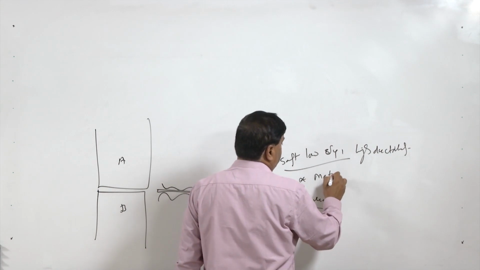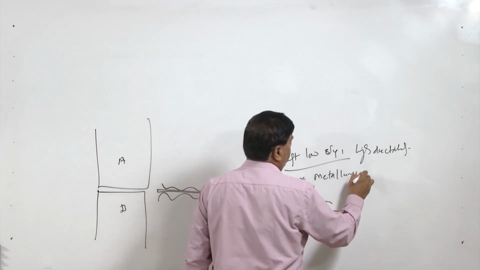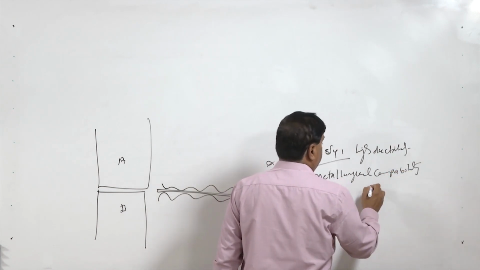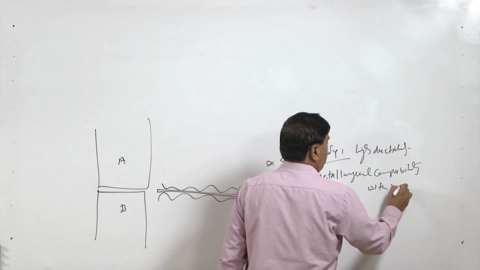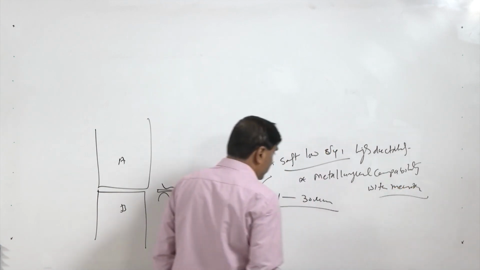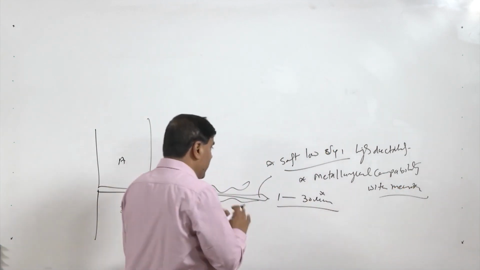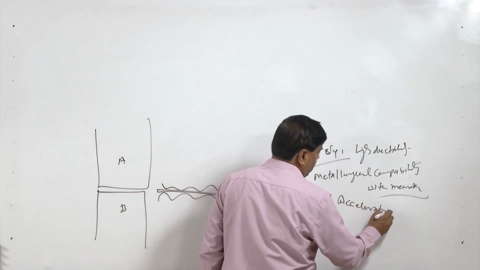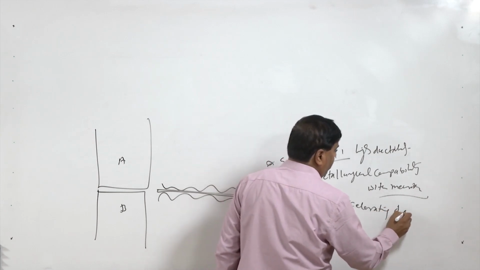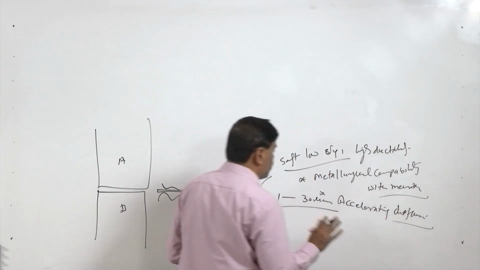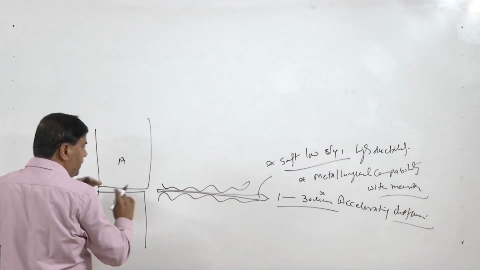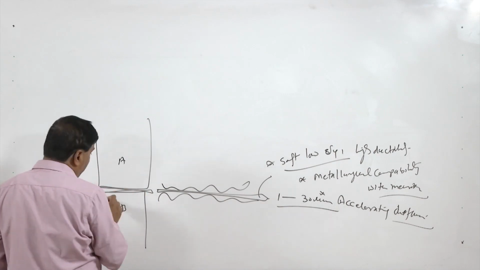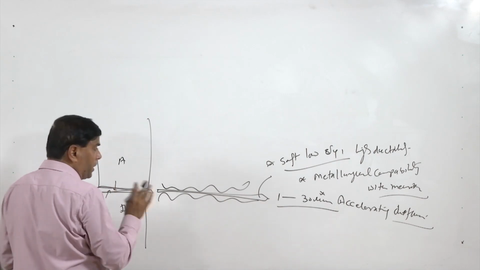And metallurgical compatibility with the members being joined is another requirement. Sometimes it also helps in accelerating the diffusion across the interface. So, these are the three purposes which are basically achieved. If A and B are not compatible with each other, then let us have a third layer which may have compatibility with both, so the joint is formed.